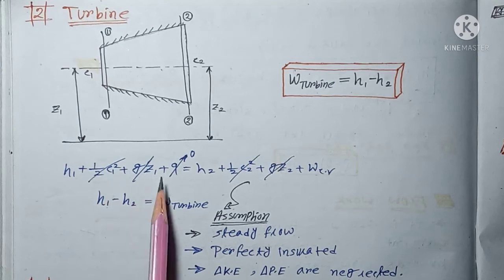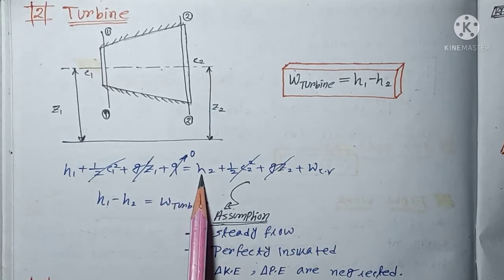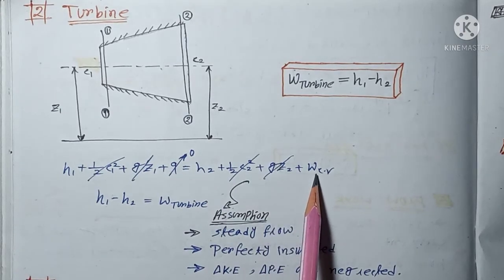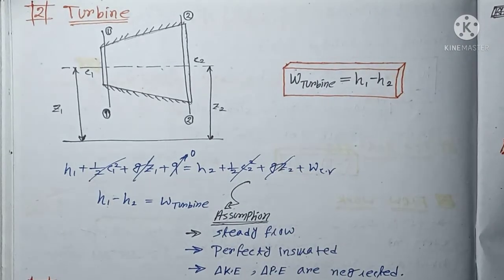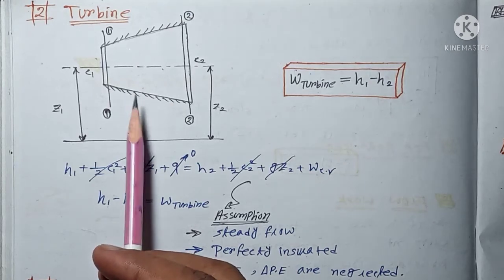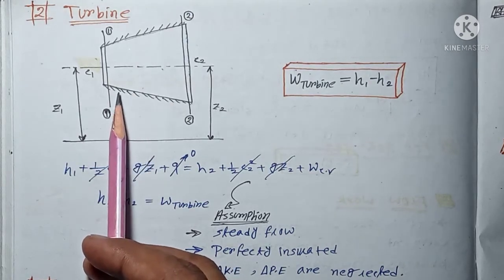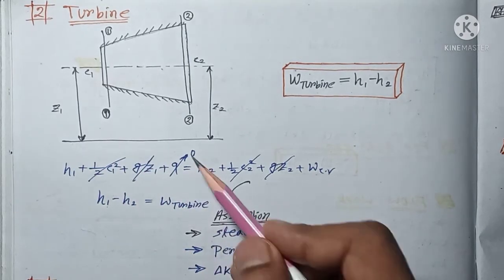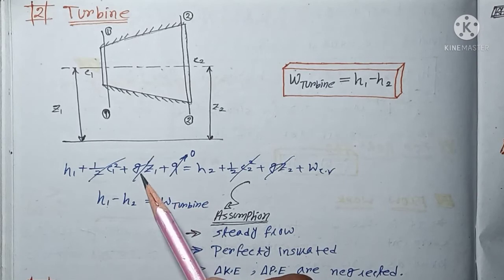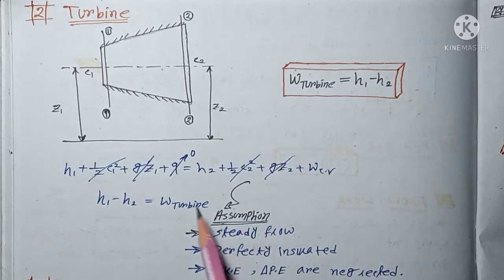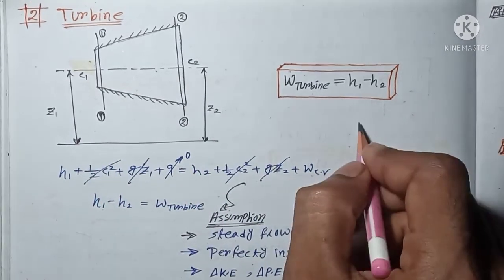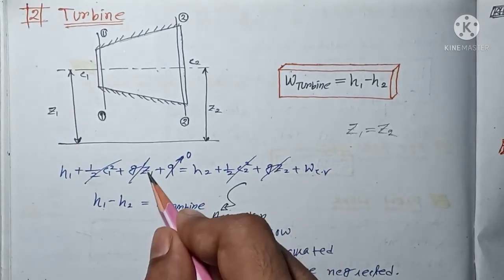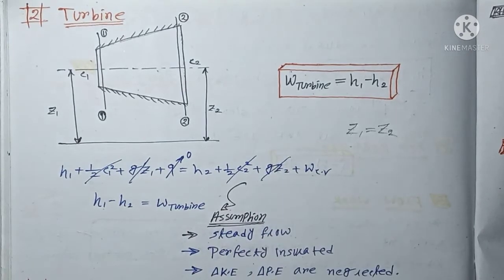H1 plus half of C1 square plus gZ1 plus Q is equal to H2 plus half of C2 square plus gZ2 plus work done. Now in the previous case, in case of the nozzle, we assumed the wall is insulated. Here also we assume that the wall of the turbine is insulated, meaning Q is 0. Second, Z1 and Z2 are both equal, so we can cancel out gZ1 and gZ2.